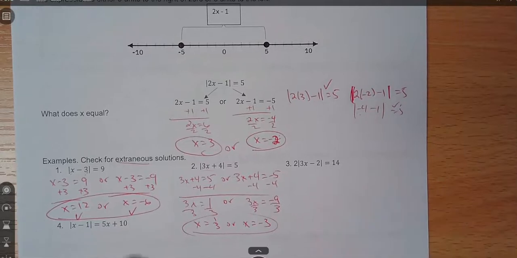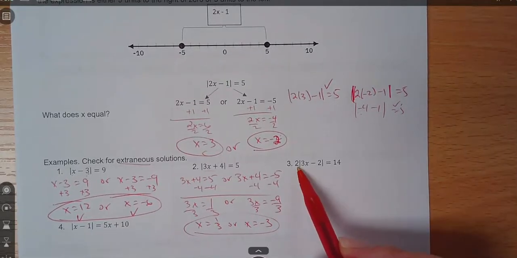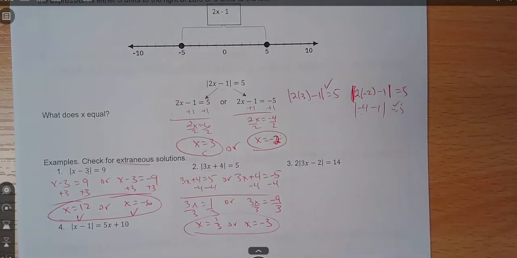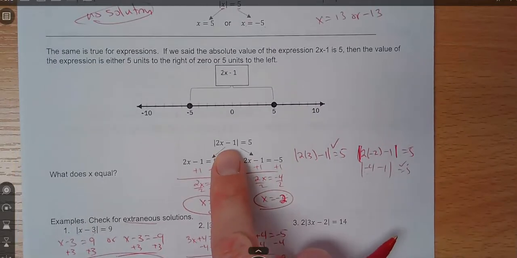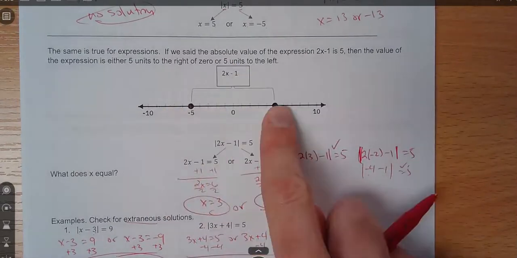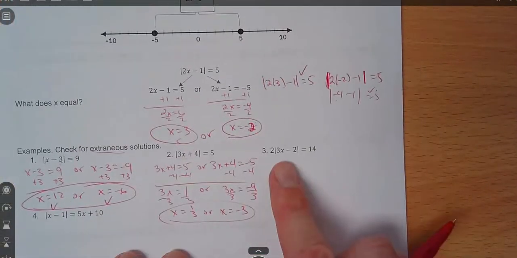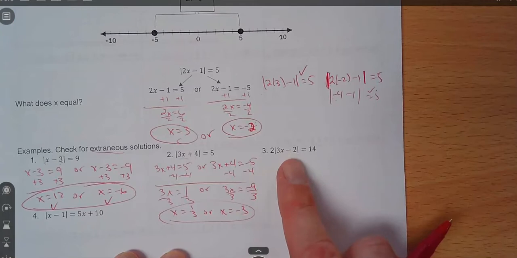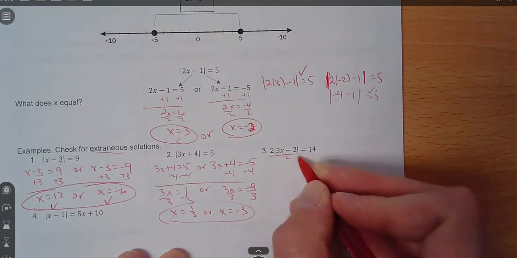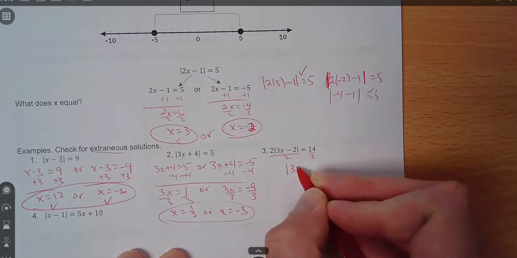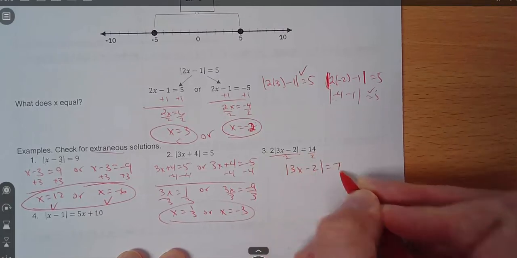You get something like this, where there's a 2 out front, so 2 times the absolute value. Well, I need to divide by 2 before I do this trick. I need the absolute value to be by itself in order to say this distance from 0 is correct. So this one says twice the distance from 0 is 14. Well, I want to know what's the distance from 0. So I want to divide both sides by 2 first. I got the absolute value of 3x minus 2 equals 7.